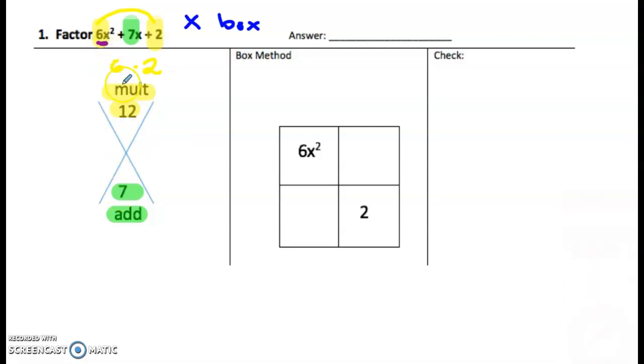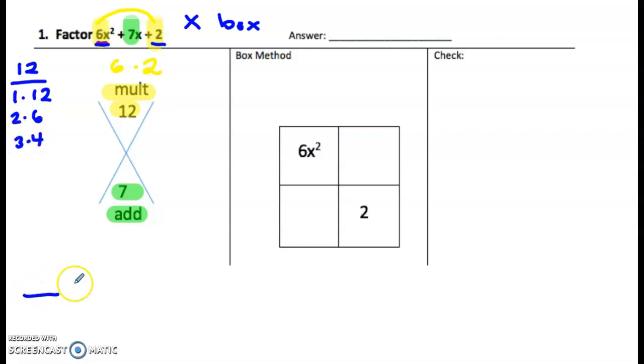So again, the only thing we're changing is instead of just looking at the factors of a 2, we're looking at the factors of 6 times 2. So 6 times 2 is 12. And if I started to list out my factors, I would say, okay, 1 times 12, I could say 2 times 6, I could say 3 times 4.